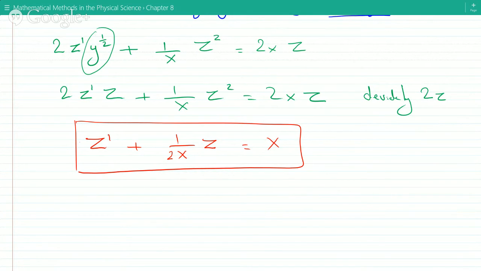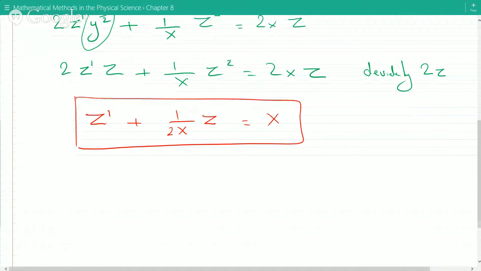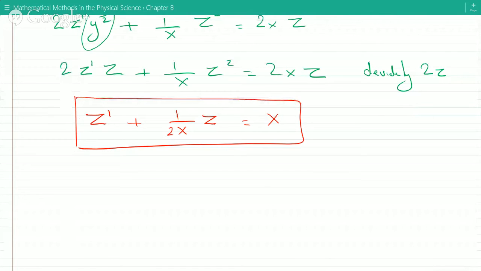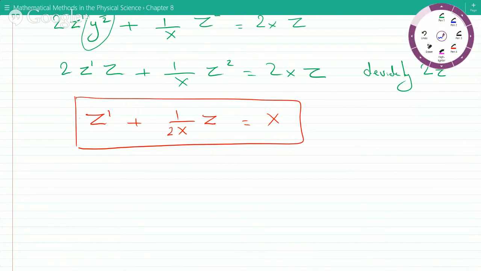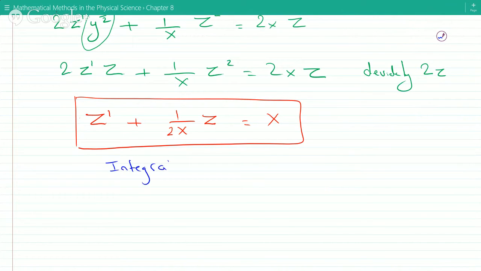Yeah, exactly. So now this becomes a straightforward one, yeah? And we can solve this now with an integrating factor. So the integrating factor method requires that we multiply this by mu. So we're going to call the integrating factor mu. So you solve for z, and then you plug it back in, you get your y.